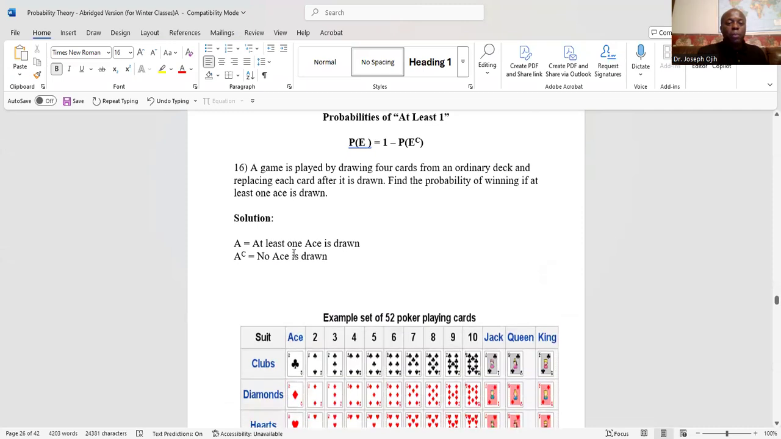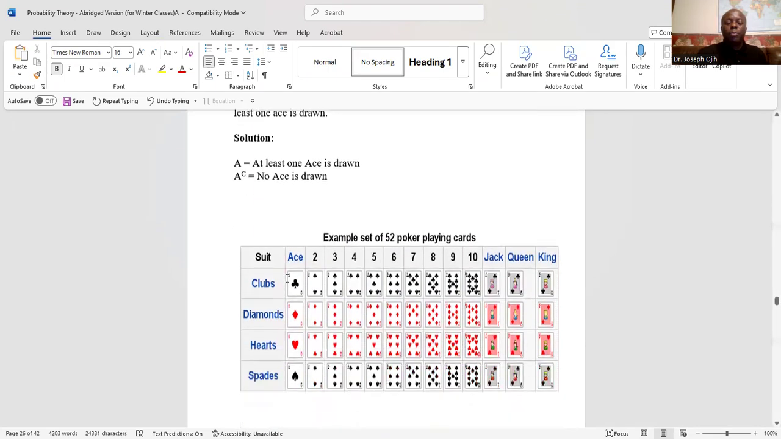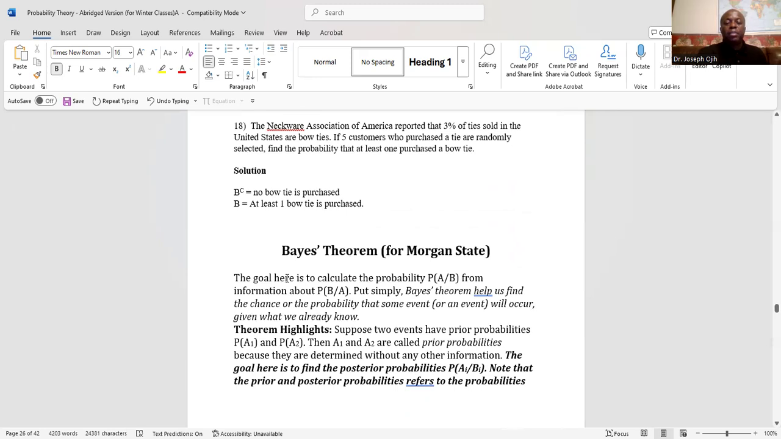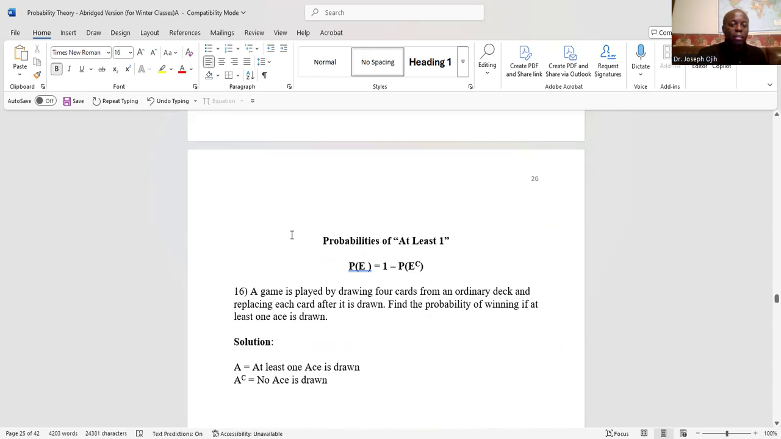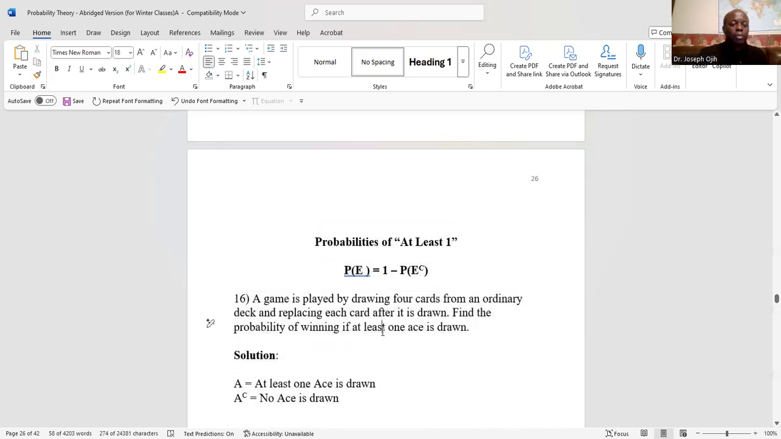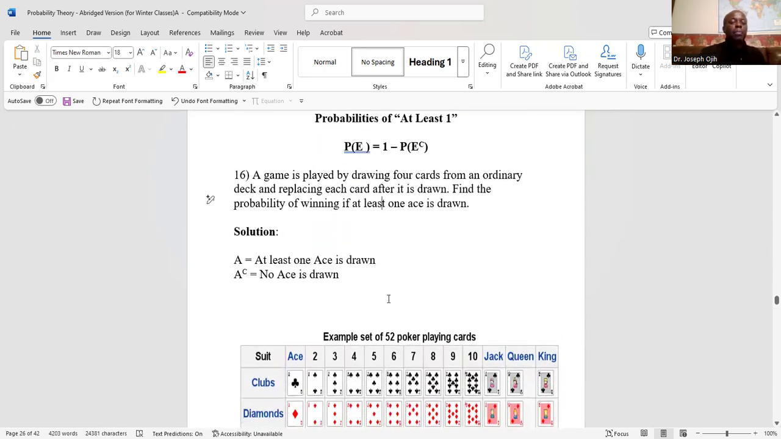Now, before we round up, we'll be looking at how to calculate at least one probabilities, and then we can round it up with a discussion of Bayes' theorem. So let's see how to calculate the at least one probabilities. You can try this in many examples. It says here, a game is played by drawing 4 cards from an ordinary deck and replacing each card after it is drawn. Find the probability of winning if at least one ace is drawn.